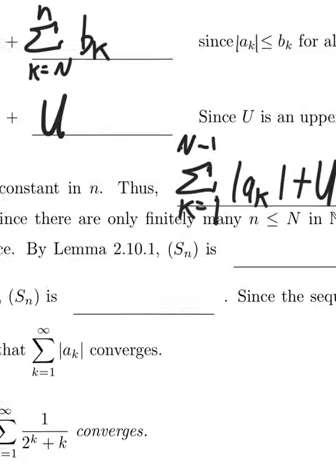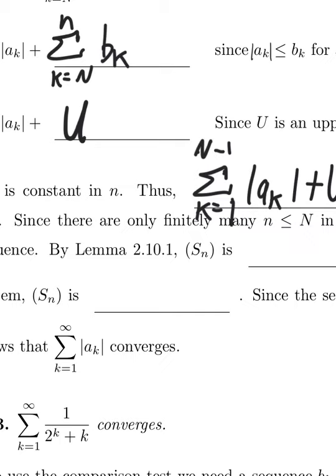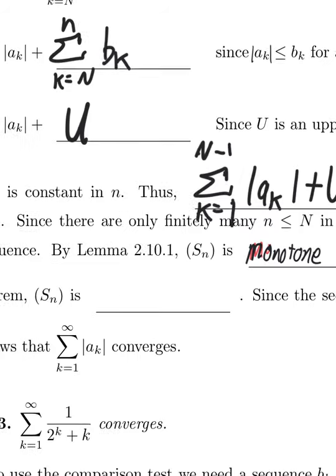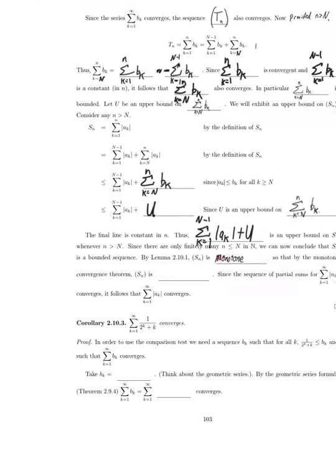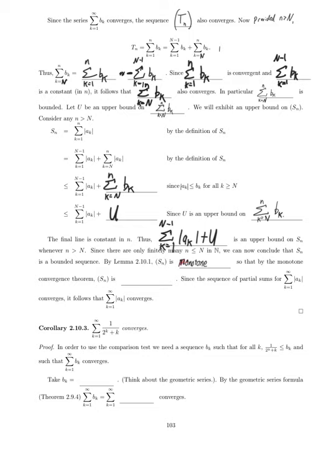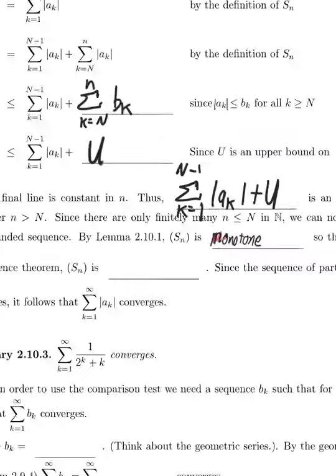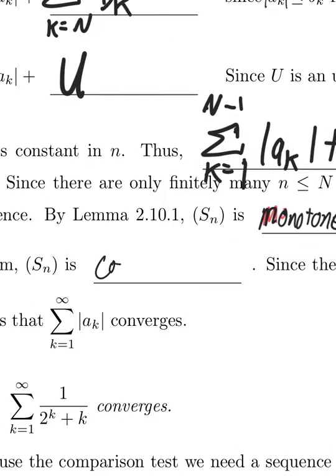So by lemma 2.1.10, which says that Sn is monotone, the sequence of partial sums Sn is monotone. Oh, wait. So that means Sn is bounded and monotone. So by the monotone convergence theorem, this sequence of partial sums, Sn is convergent.